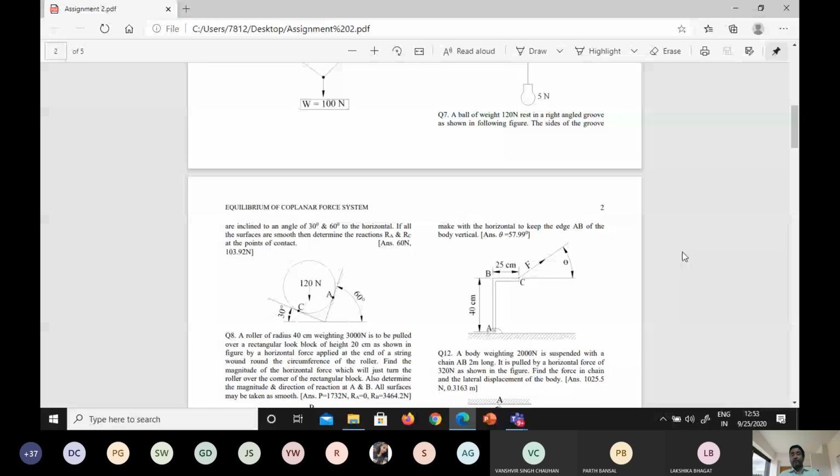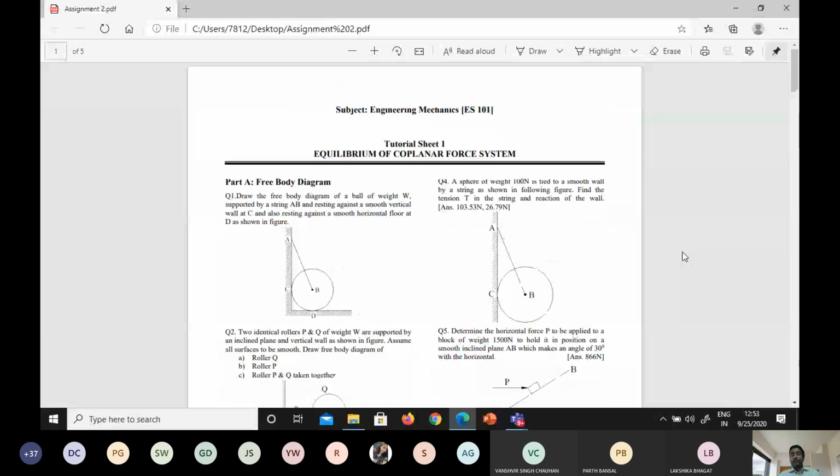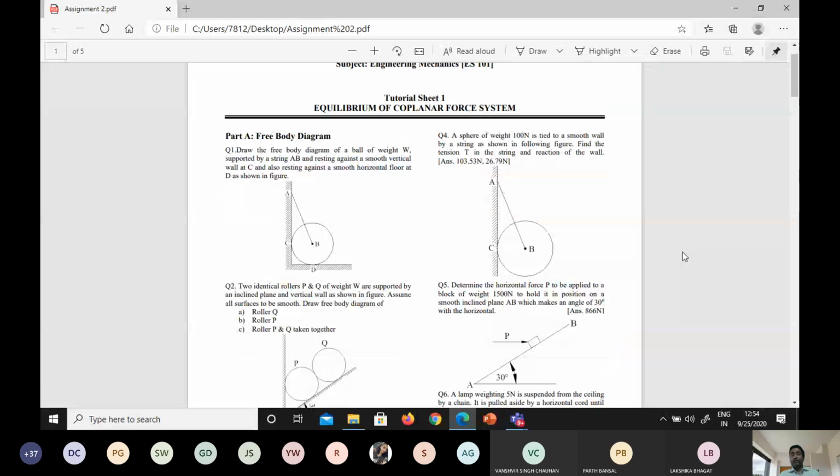Okay. So the other two assignments. I hope that the first part of the 50% syllabus is complete. For the first module, we are left only with the friction part, that will be starting from Wednesday, and 5 to 6 lectures. Our first module will be over. Then we will start the second module.